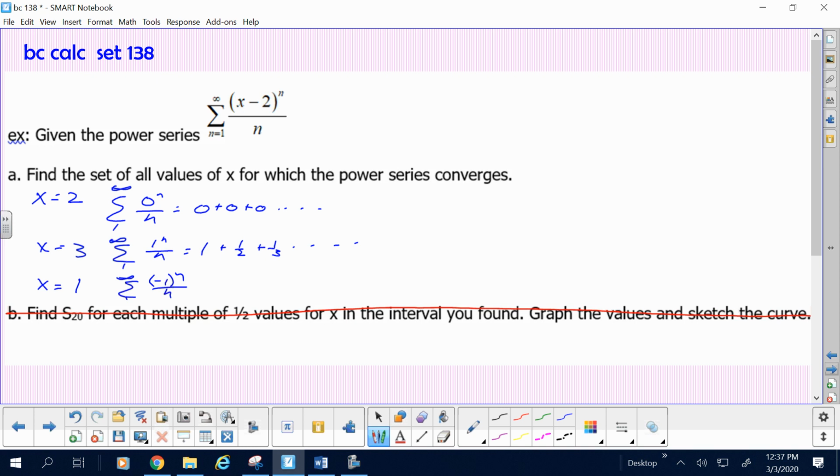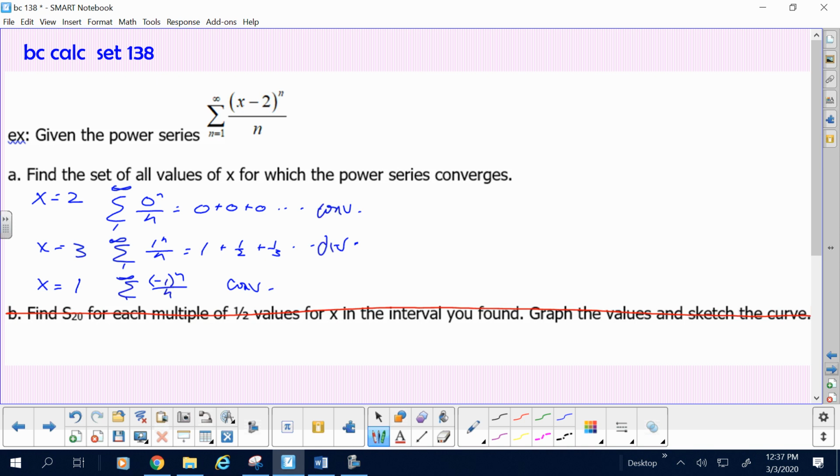That one doesn't. Does 2 converge? Yes. If I asked what is 0 plus 0 plus 0 forever, could you tell me what it has? Yes. Converge. Really converges. Okay. What about x equal 3? No, that's harmonic, yeah? So that's diverging. What about x equal 1? Yes. It's alternating harmonic. We know that converges conditionally, yeah?